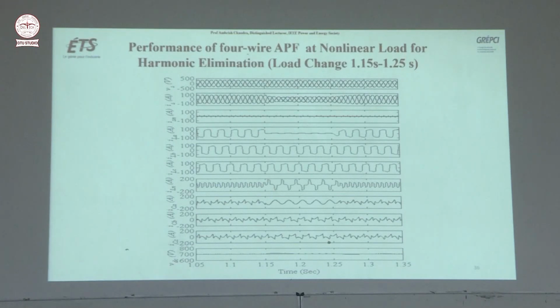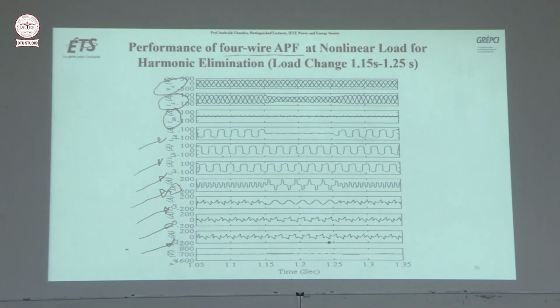If you have a 4-wire APF with neutral, here you can see the source voltage, source current, and the current in the neutral wire of the source. This is load current in phase A, phase B, phase C, and this is the neutral load current. And these are the shunt filter currents for phase A, phase B, phase C.